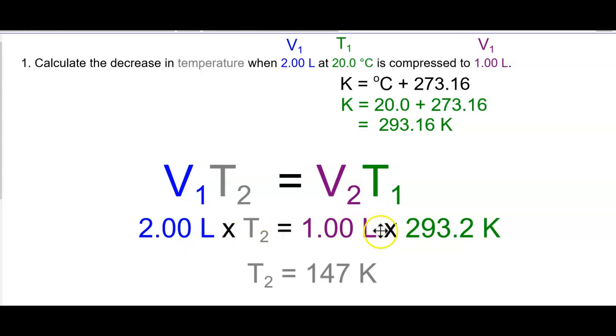So I'm going to multiply these two and divide by 2 liters. When I divide by 2 liters, liters cancel unit-wise, leaving me 147 Kelvin. So 147 mathematically, and K, Kelvin, was the only unit left.